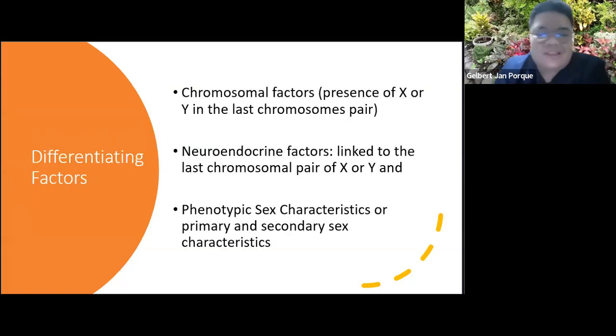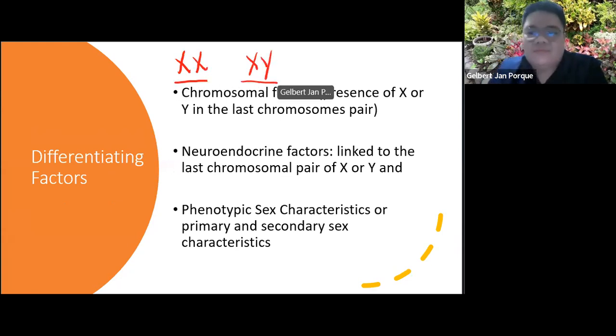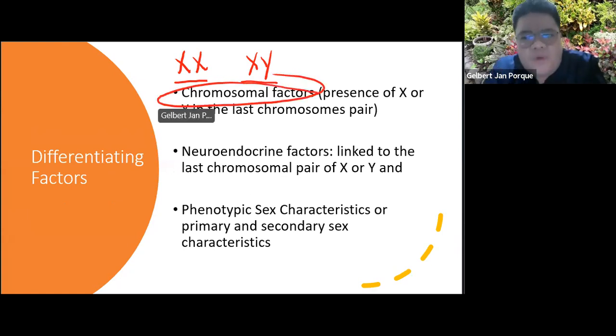Now, if you would look at it, our biology would remind us of the chromosomal factors. So you have your male and your female. Diba, you are reminded in your biology that you have your XX and then your XY. That determines who will be male, who will be female. Now, these are your chromosomal factors. Meaning, anthropology is telling us that from the beginning of time, it has been determined whether we will be male or female. Okay? Then you also have neuroendocrine factors.